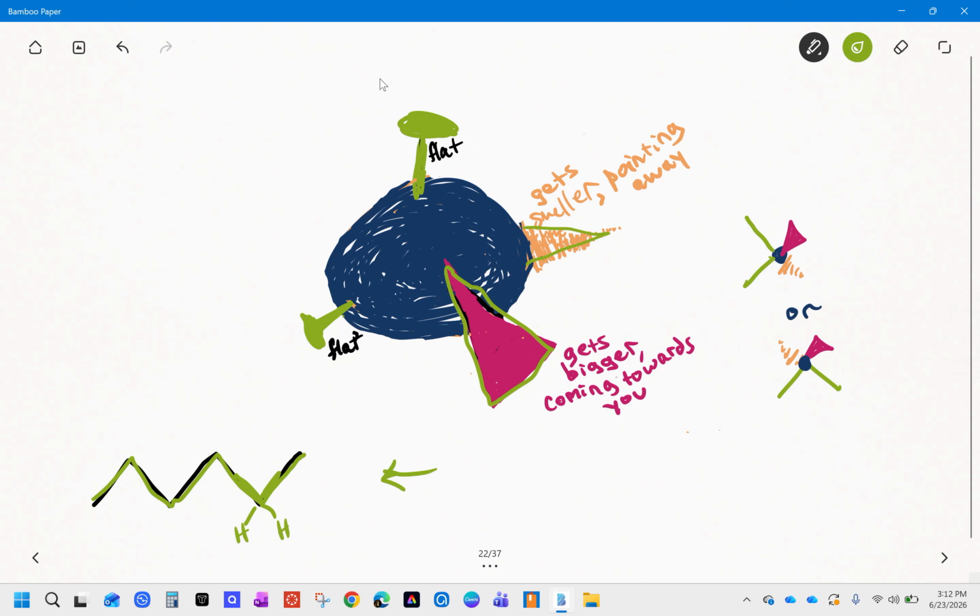But since this carbon is sp3 hybridized, because it's got 1, 2, 3, 4 things coming off of it, what we would do is draw one of these hydrogens with a wedge coming toward you and another hydrogen with dashes going away from you. Then the other 2 are just flat, so you draw those with regular lines. So once again, we have a hydrogen with a wedge and a hydrogen with dashes. This is going away, and this is coming towards you. And that is how you represent the 3 dimensions of these molecules when you're drawing them on paper.